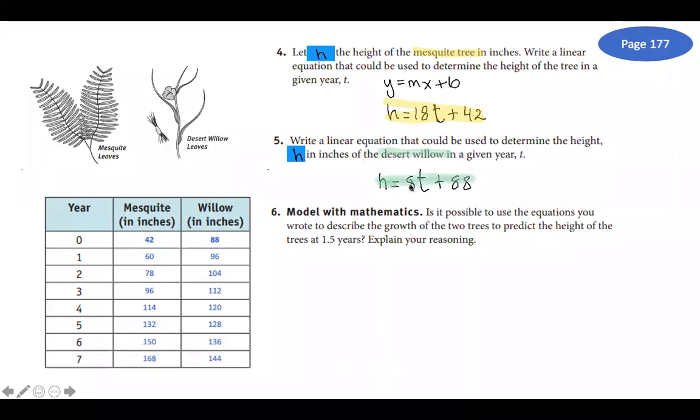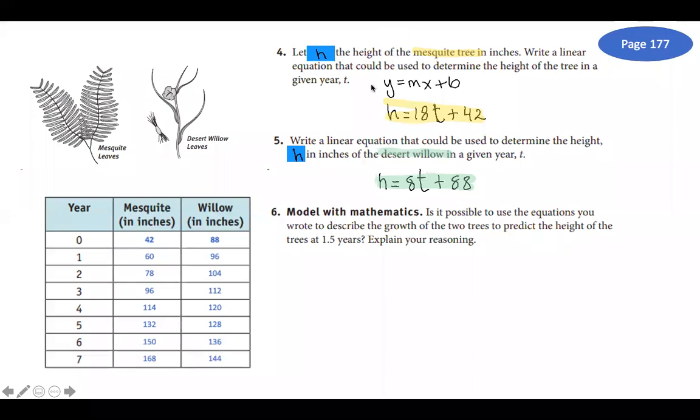It's a system of linear equations. So we have two equations. In the two equations, the variables are going to represent the same thing. So even though we're talking about different trees, in both of these equations, t is standing for time in years, and h is standing for height in inches. Is it possible to use the equations you wrote to describe the growth of the two trees to predict the height of the trees at 1.5 years? I hope that you said yes.